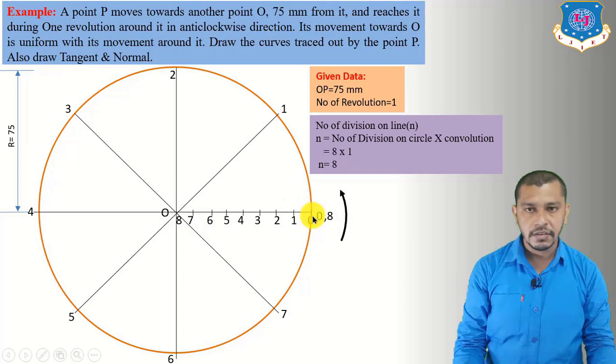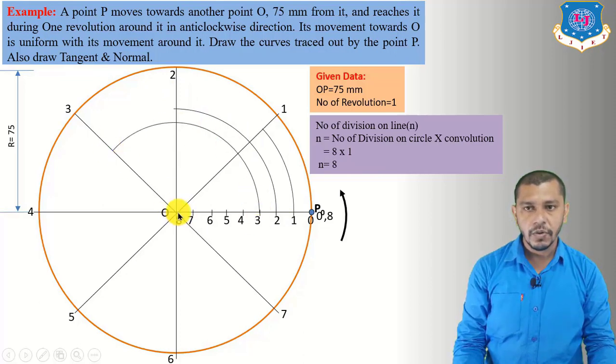For that the starting point of the spiral will be over here. So this will be our P0 point. Now from the center O, measure O to 1, or take center O and radius equal to O to 1. Give an arc up to the first division. Now take center at O, radius is equal to O to 2. Give an arc up to 2. Center at O, radius is equal to O to 3. Give an arc up to 3. Center at O, radius is equal to O to 4. Give an arc up to 4.